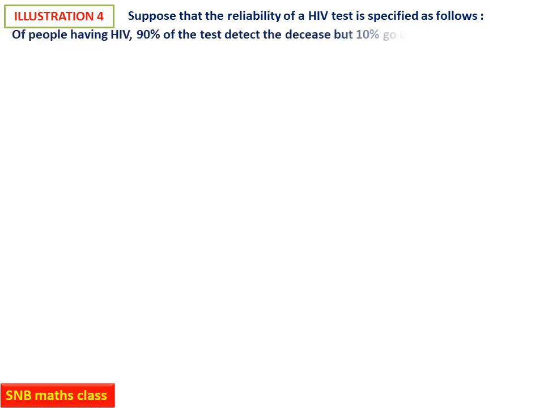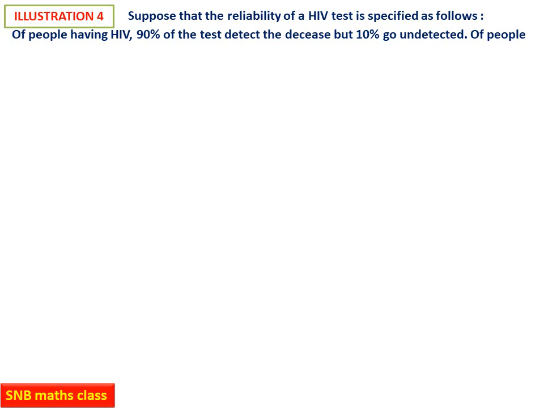So illustration 4. Suppose that the reliability of HIV test is specified as follows. Students, please note, this problem is a bit difficult in understanding because the statement is not very easy. So let us go a bit slow.